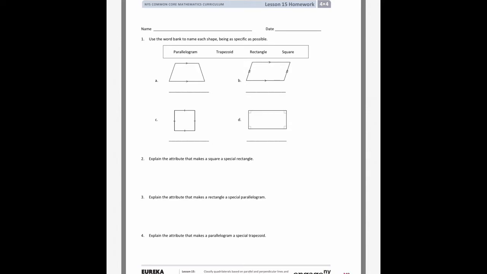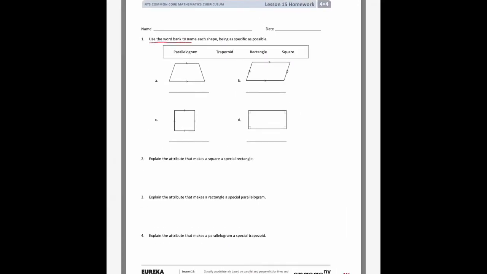Alright, number 1 says use the word bank to name each shape, being as specific as possible. So let's look at A. It has one set of parallel sides, which tells us that it has to be a trapezoid, because that is the only thing that has one set of parallel sides if it's a quadrilateral, which means it has 4 sides.